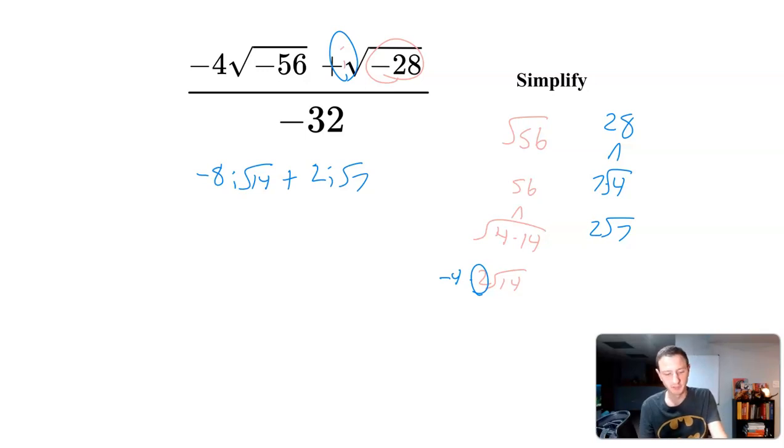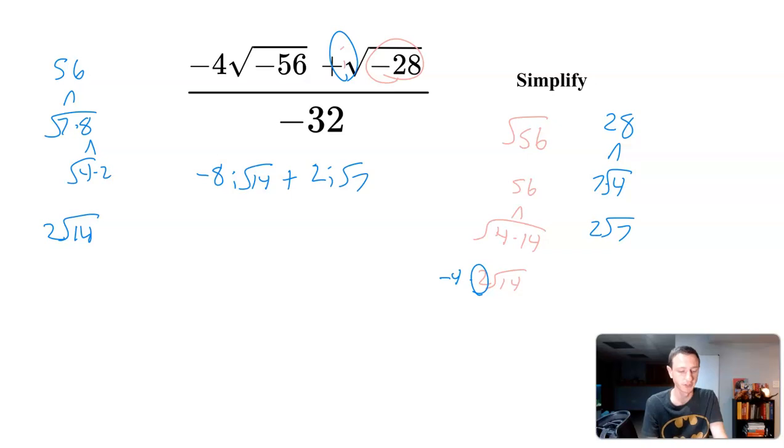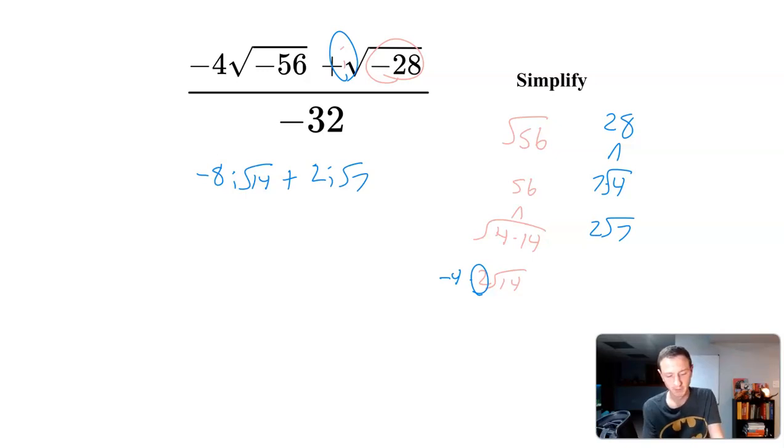Going back to 56 real quick, I just want to talk about this in a different light. 4 times 14 is probably not back of the hand. But you could also do 7 times 8, and then 8 can break down to 4 times 2, and you see that the square root of 4 is 2, and you're still left with 2 times 7 on the inside. So you still get 2 root 14 either way, but there are multiple methods of breaking that down. Okay, so now let's continue on.